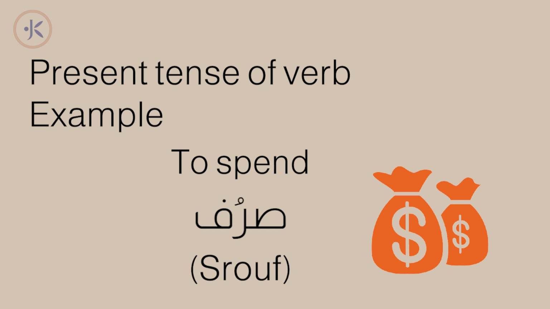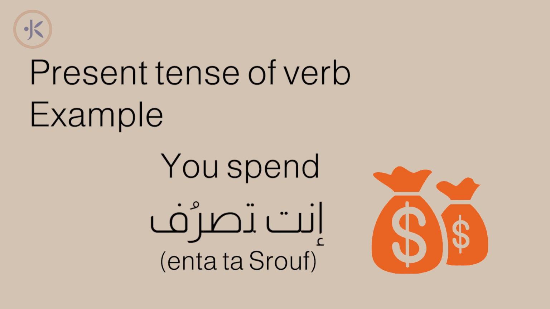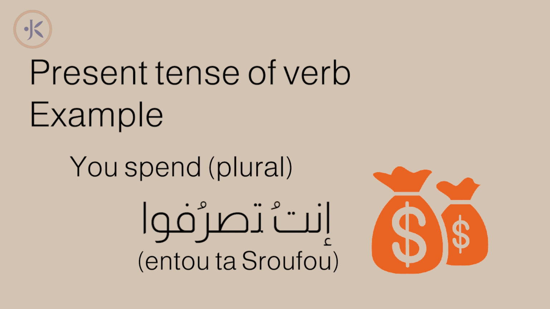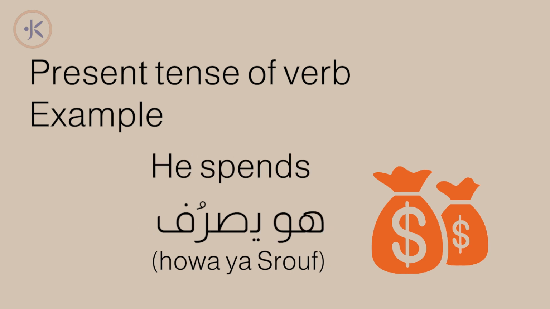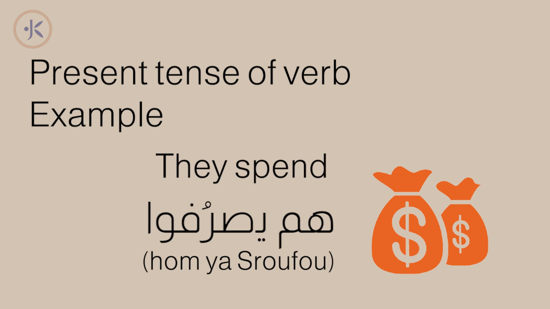How can I conjugate I spend? أنا أصرف. أنت تصرف. أنتِ تصرفي. أنتوا تصرفوا. نحن نصرف. هو يصرف. هي تصرف. هم يصرفوا. Very simple.